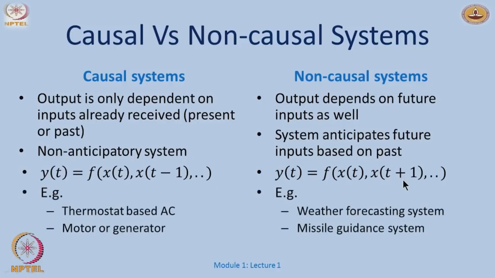Well, most physical systems around us are causal in nature, a motor or a generator. My AC doesn't react to see what might happen tomorrow to give me an output today, right. Whereas, if I look at a weather forecasting system, I would look at what could happen tomorrow to predict today.